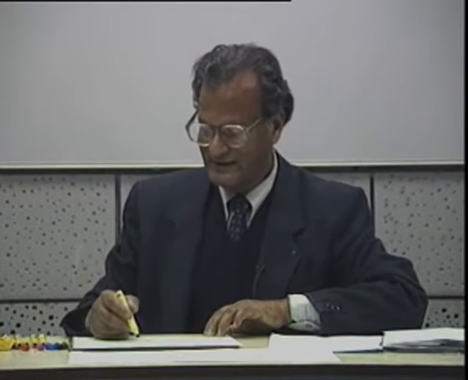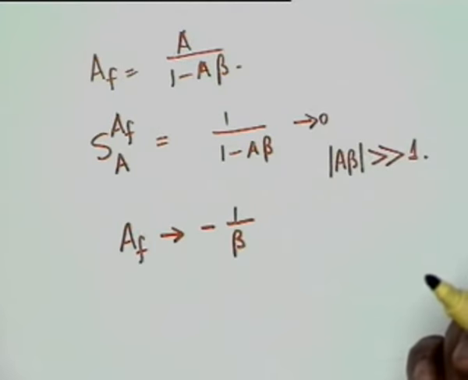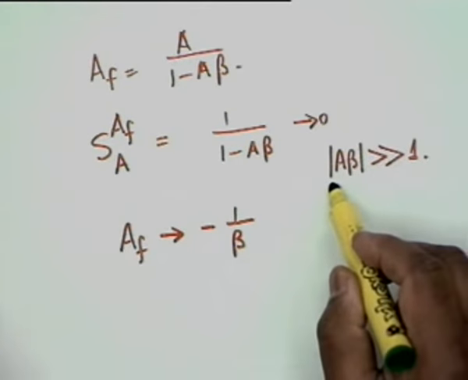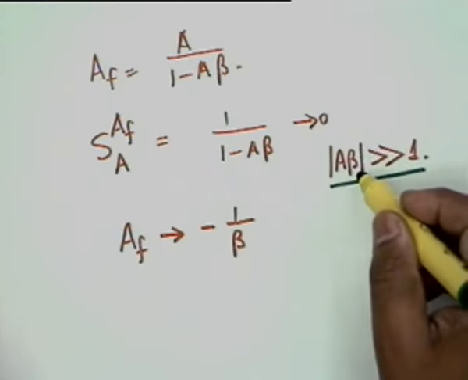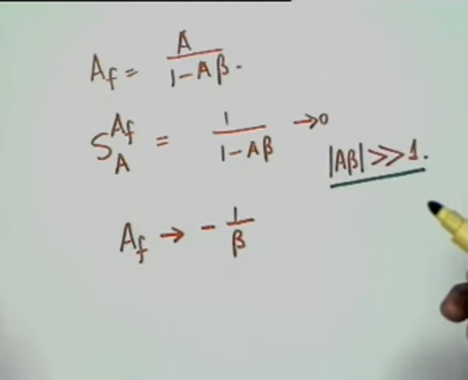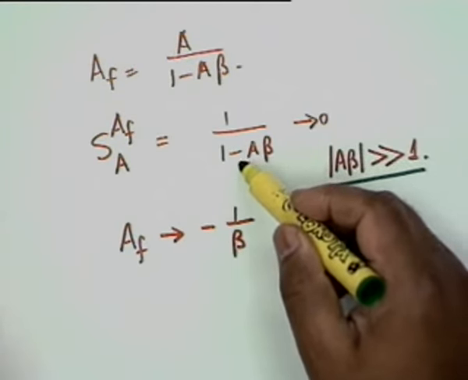What he is saying is, this is not true only about negative feedback. It can also happen in positive feedback, because what I have assumed here is magnitude A beta much greater than 1. Now, if A beta is positive, it cannot exceed 1.